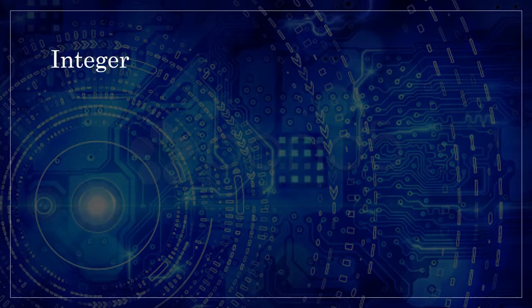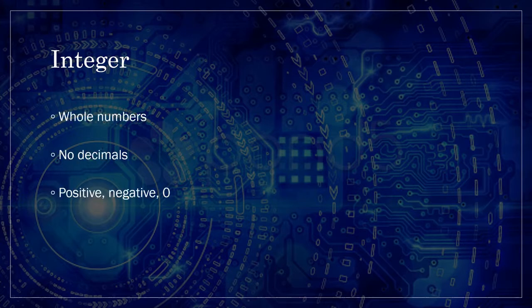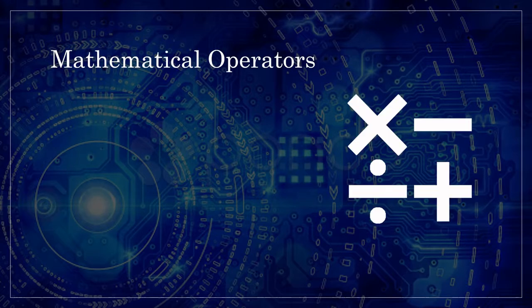Integers are just like the integers in math. They're variables that are whole numbers, no decimals, and they can be positive, negative, or zero. On the other hand, variables that have decimals are called floats, or floating point numbers. Floats are often used for more precision, just like decimals in math. And just like in math, we can operate on these integers and floats.